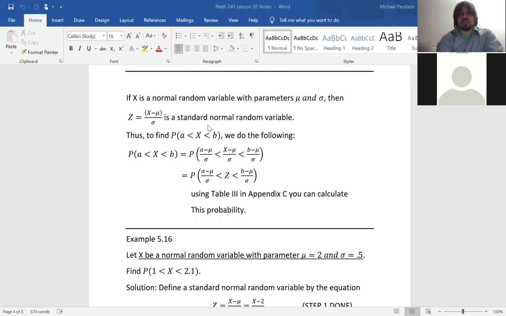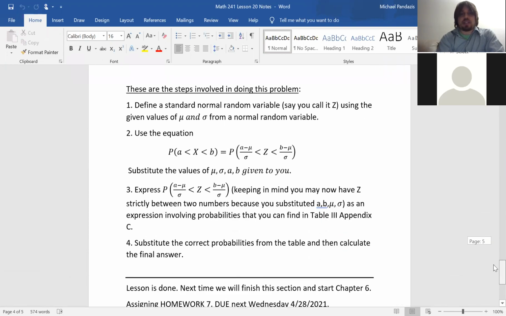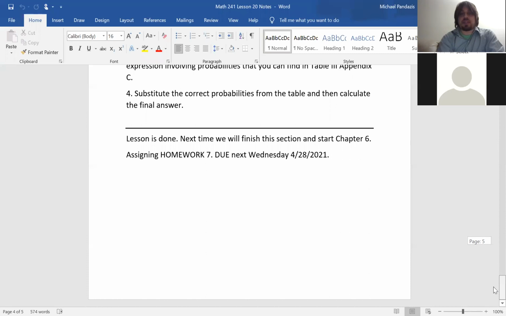If you have a normal random variable, not a standard normal one, the preliminary step is converting your interval of values of a normal random variable to an interval of values of a standard normal random variable. This was an example where we found the probability of a normal random variable by converting it to probabilities of a standard normal random variable. Okay, so we had this, and then I wrote down the steps.